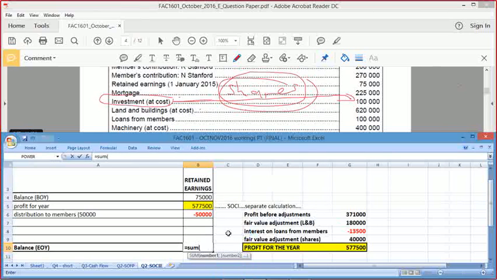So your profit for the year there, 577,500. Okay, there you go. There's your 7 marks for the retained earnings. And distributions to members. So that's minus 50,000. Yeah, it didn't change. We didn't have to adjust. Okay, so that's 602,500. Where does the 602,500 go? So that's your balance.